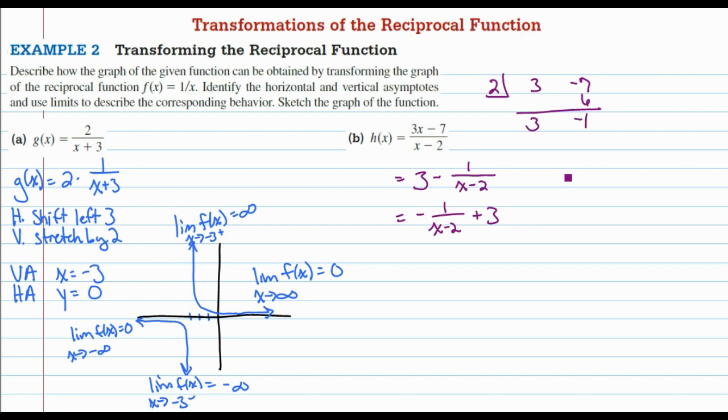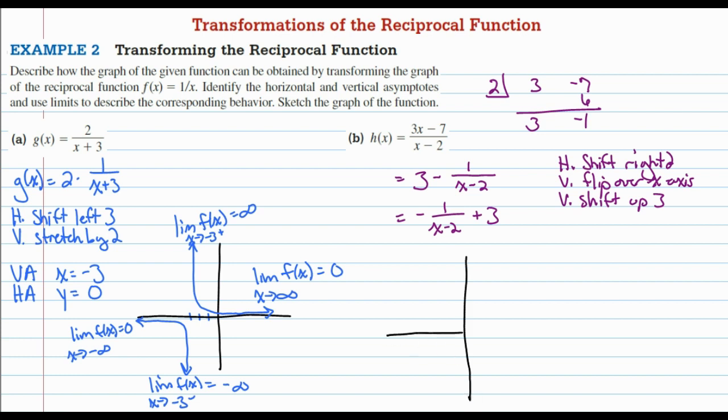Now I can identify the transformations that took place. That is a horizontal shift right 2, then a vertical flip over the x-axis, then a vertical shift up 3.